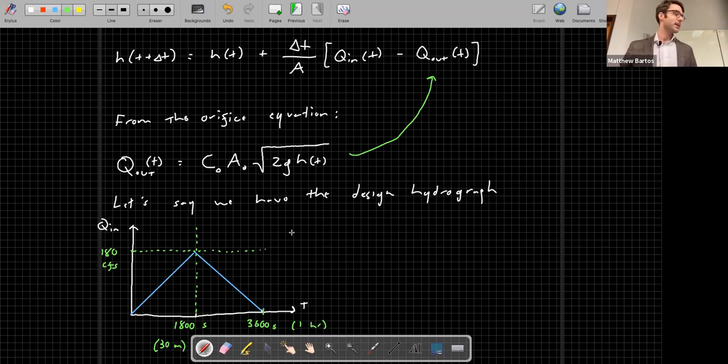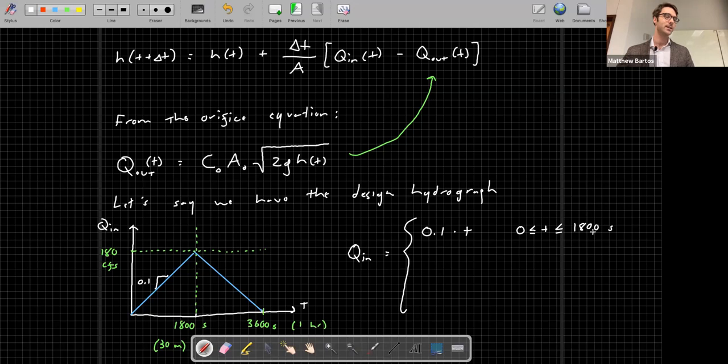So we can write this out as a piecewise function. Q in is going to be equal to, if you find the slope, about 0.1 cubic feet per second per second. So Q in will be equal to 0.1 times T for 0 less than or equal to T less than or equal to 1800 seconds. It'll be equal to 0.1 times (3600 minus T) for T between 1800 and 3600 seconds, and it'll be zero otherwise. Okay, so we can come up with a mathematical function for the inflow hydrograph.